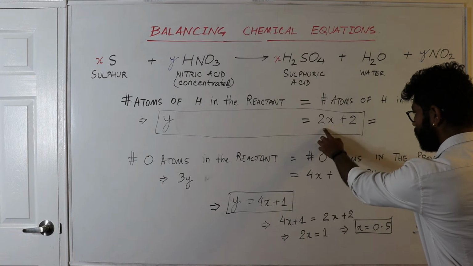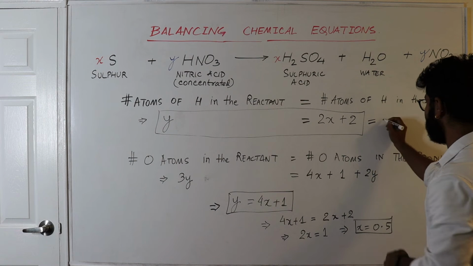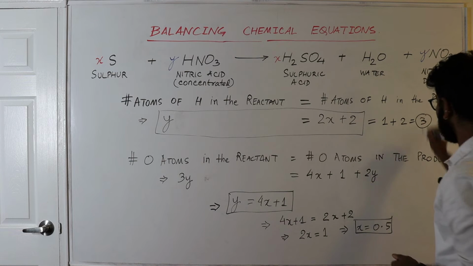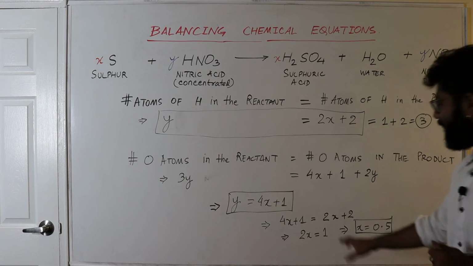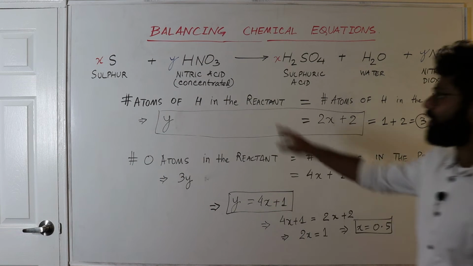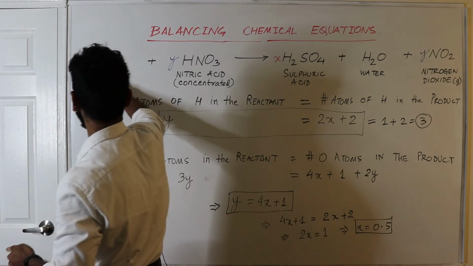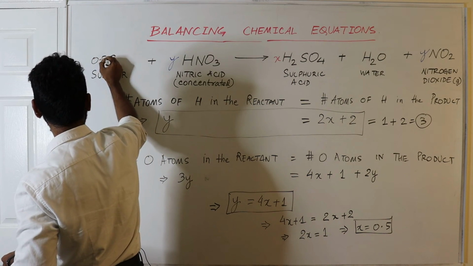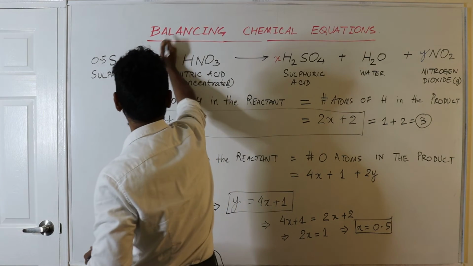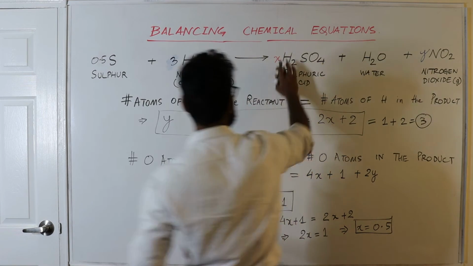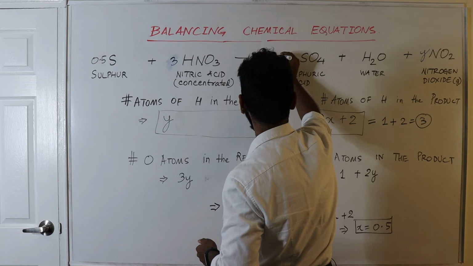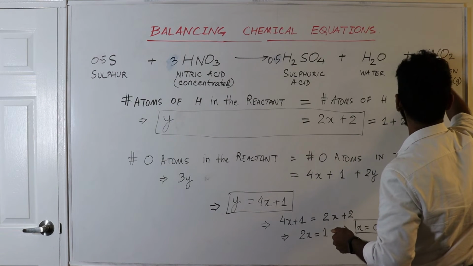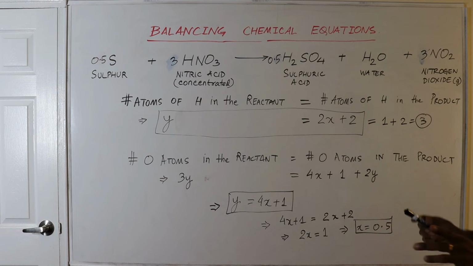2 times x, 2 times 0.5 is 1 plus 2, 3. That means y becomes 3 and x becomes 0.5. So you just substitute in here. So x was 0.5 and y is 3. Now this is balanced.